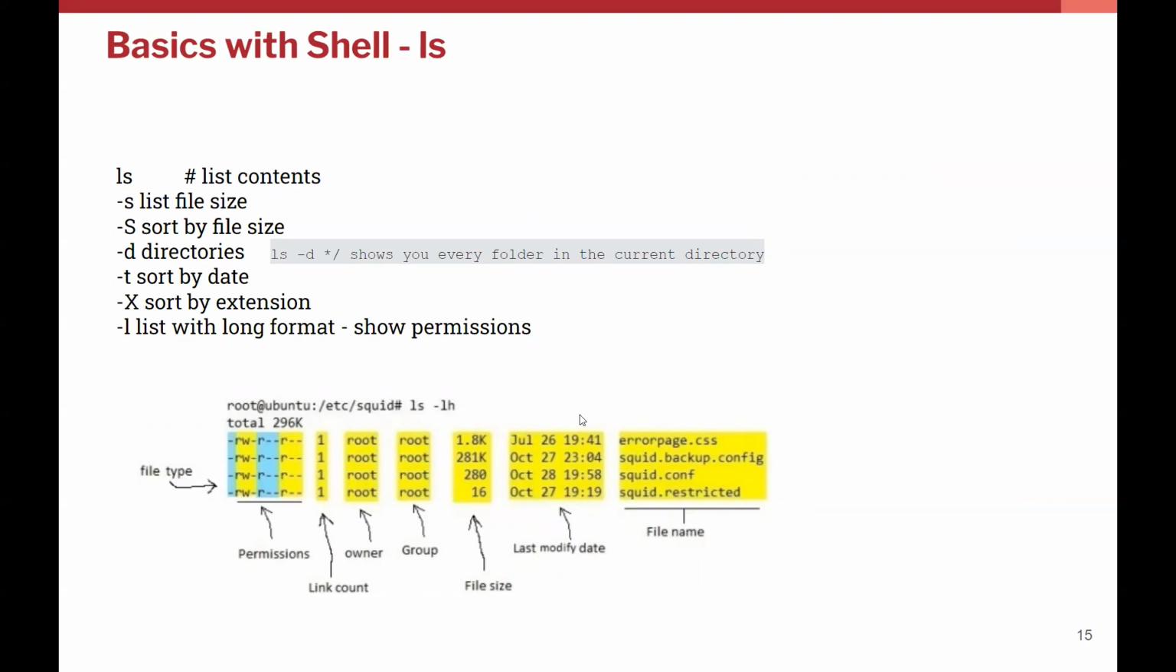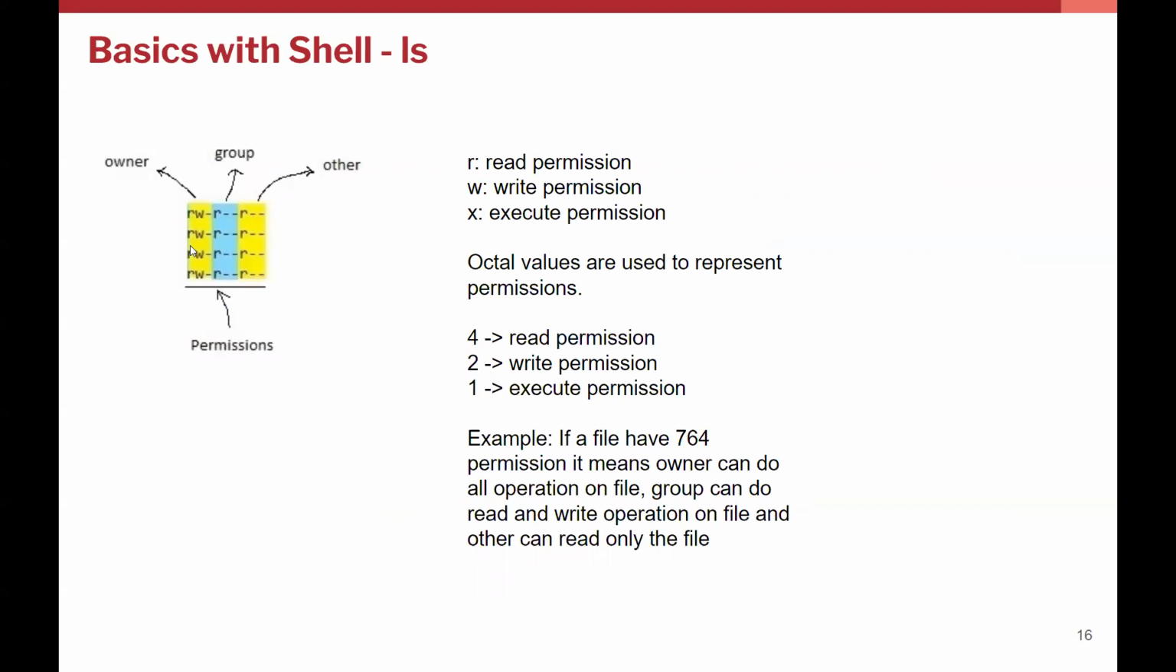So permissions, you may wonder, what are those? These look complicated, but they can be divided into three parts: the owner, the group, and the other. What do I mean by three parts? These are colored yellow, blue, and yellow. Let's look at it. They follow the same syntax: r stands for read permission, w stands for write permission, x stands for execute permission.